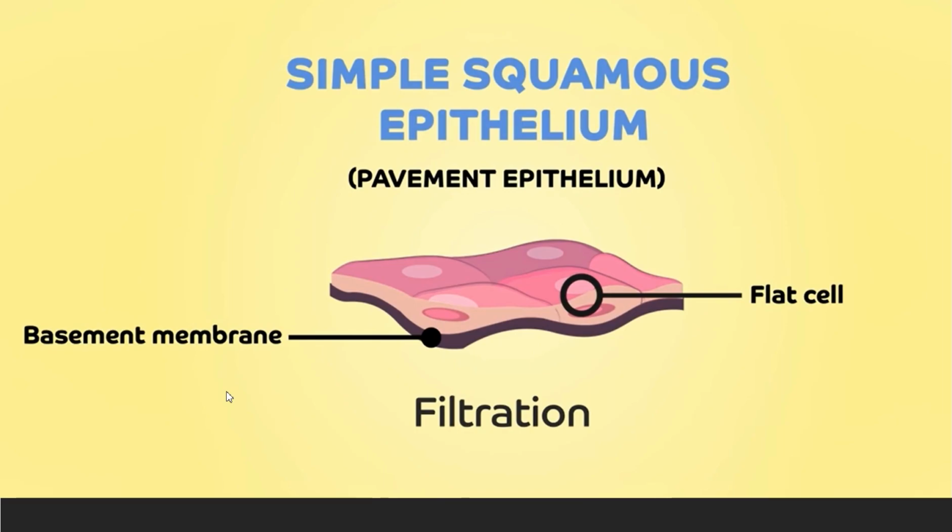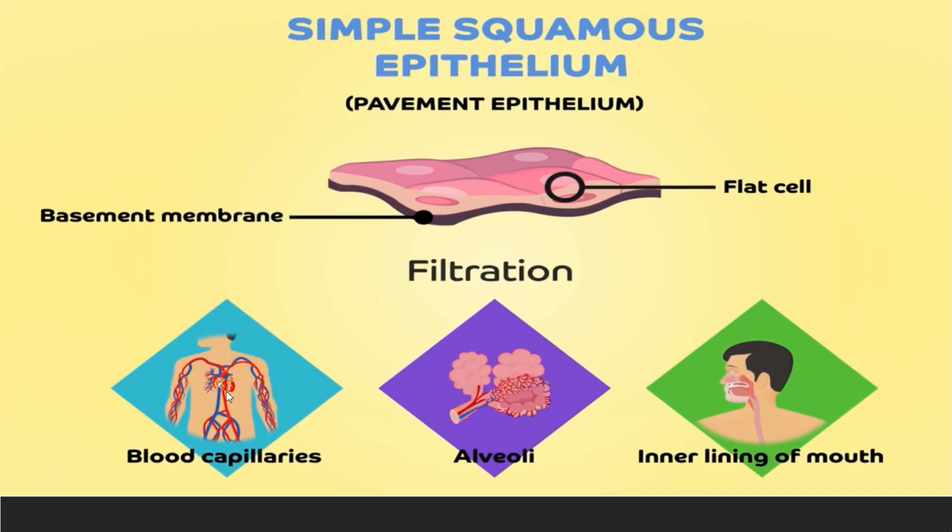Here you can see simple squamous epithelium. It is also called pavement epithelium as it makes a base. It makes a thin layer which allows filtration, absorption, and some exchange of material through diffusion, osmosis, etc. So we have a basement membrane, and that basement membrane has a flat layer of cells, that is flat cells, which form simple squamous epithelium. Simple squamous epithelium is found in blood capillaries, alveoli, and the inner lining of the mouth.